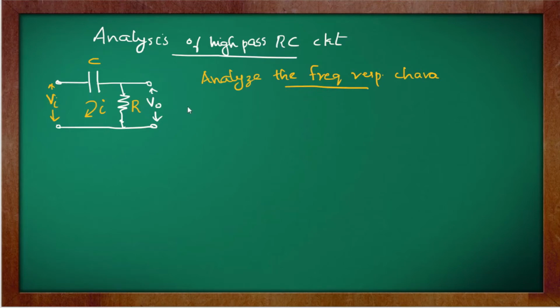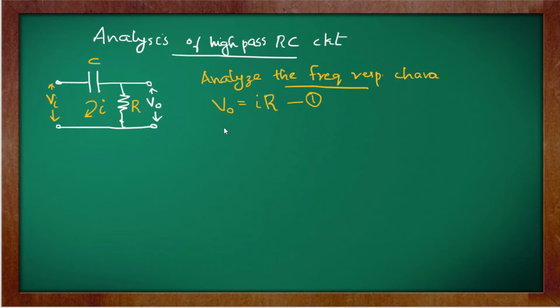So for that, let us start with the expression for the output V0. It is very clear from the circuit diagram that V0 is equal to I into R, correct? I is the current flowing through this loop, and R is the resistance value. So V0 is the voltage drop across this R. Very simple, right? Let it be equation number 1.